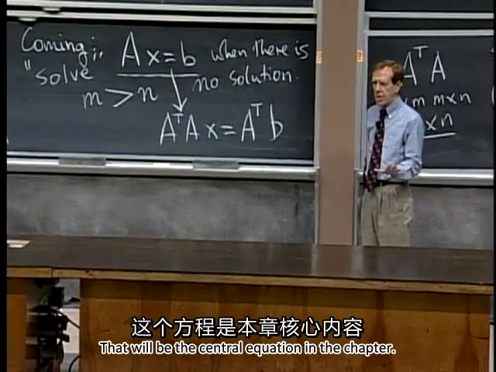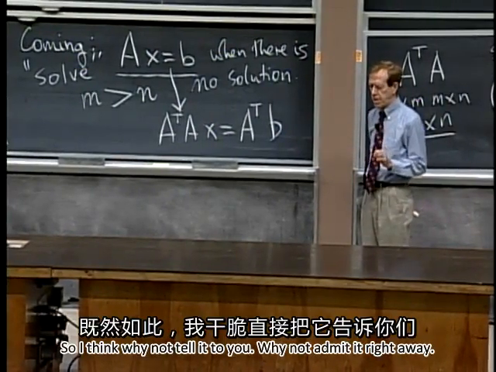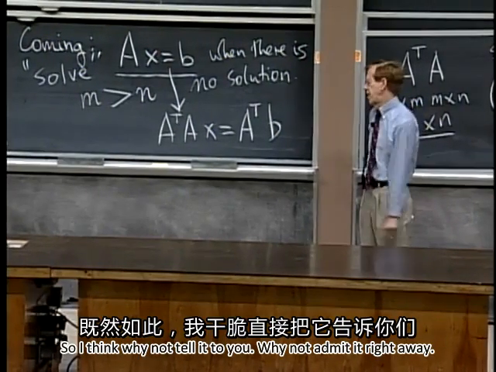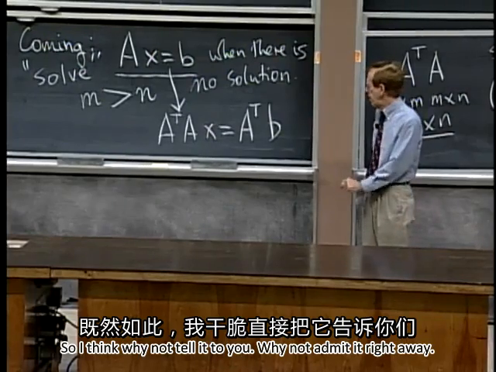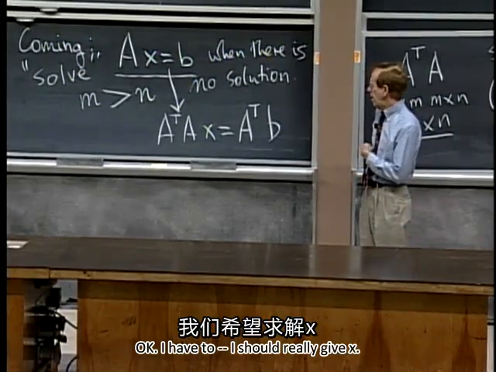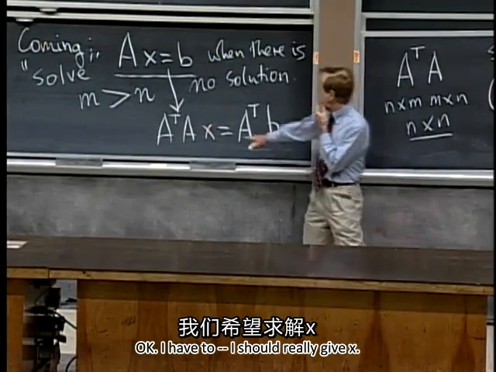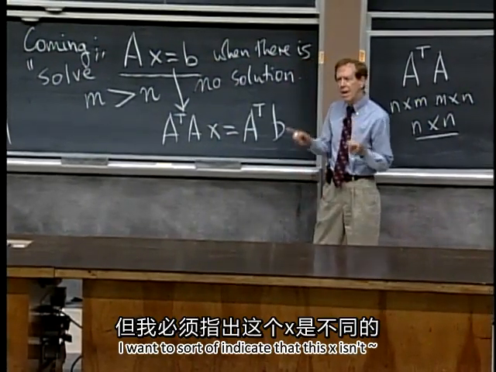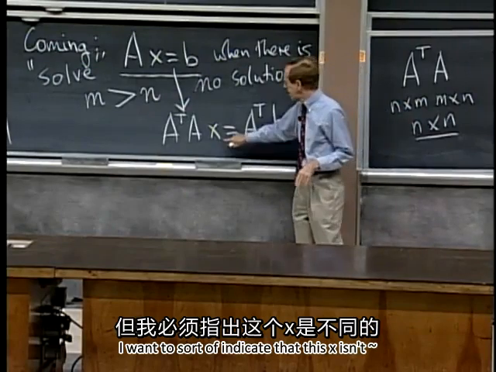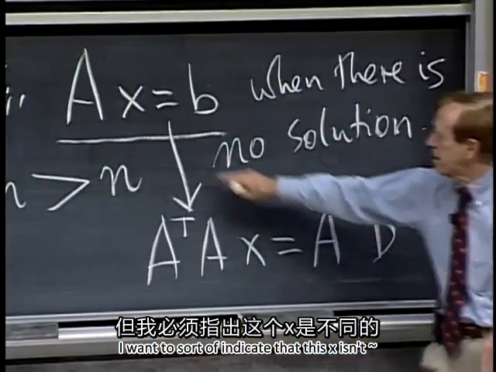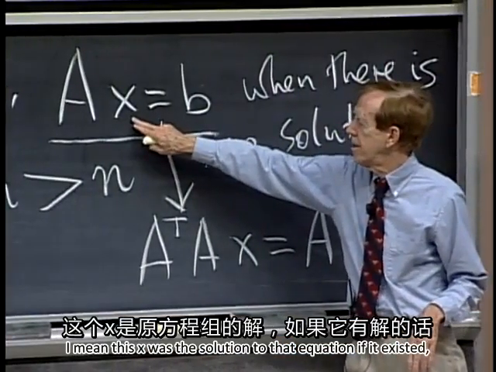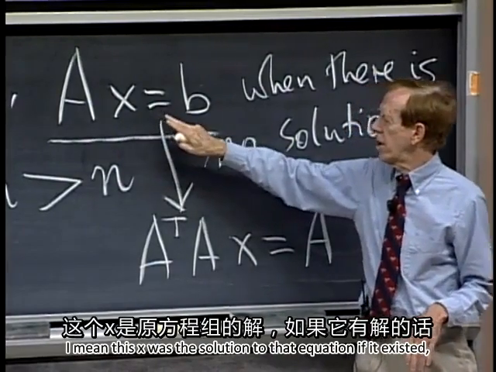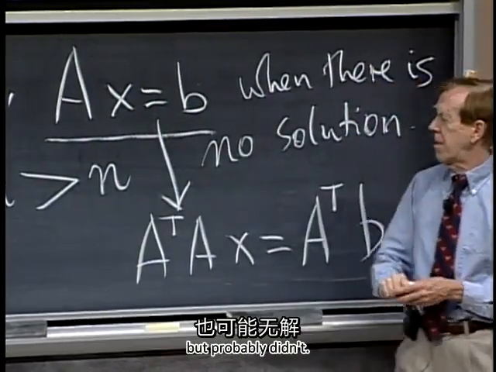That will be the central equation in the chapter. So I think, why not tell it to you? Why not admit it right away? Okay. I should really give x, I want to indicate that this x was the solution to that equation if it existed, but probably didn't.